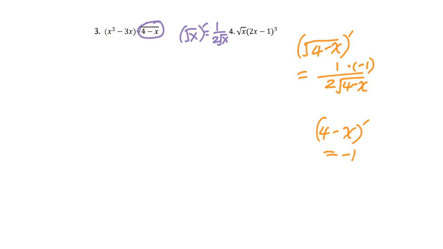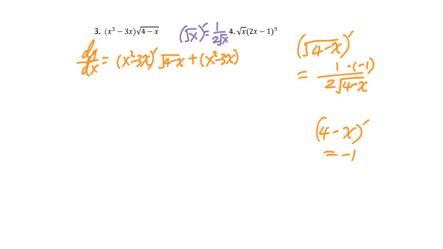Okay. Therefore, for number 3, I will do dy by dx equals x squared minus 3x. I will do the derivative, then square root of 4 minus x stays, plus x squared minus 3x stays. Then you will do the 4 minus x. That's the square root of this. We have to do the derivative.